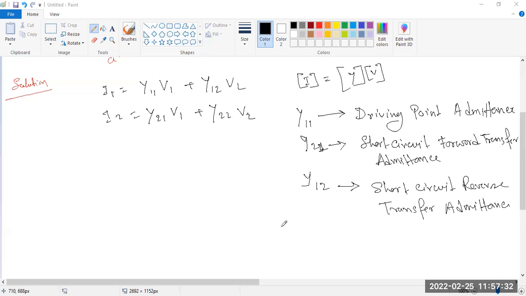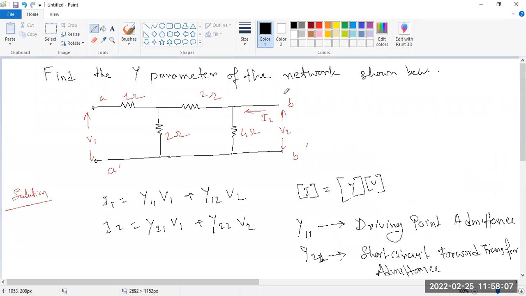Now Y22 is the short circuit output admittance. So we have to find out these. Look, this one is the driving point admittance, and this is the short circuit output admittance, and these two are called the transfer admittance. Okay, so one by one we have to find out. This is your circuit diagram.